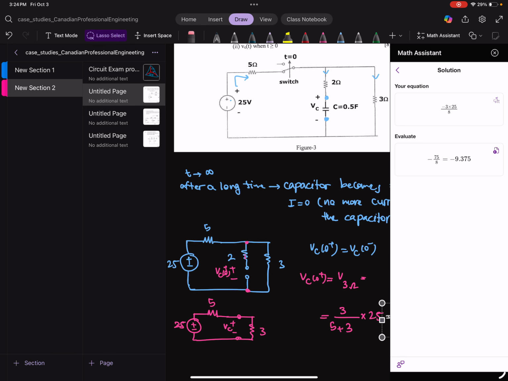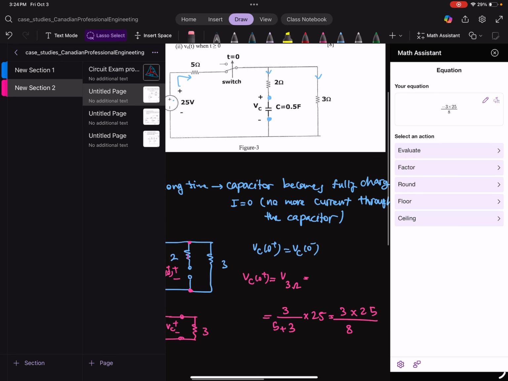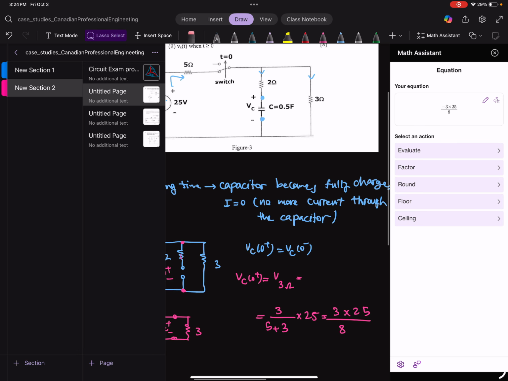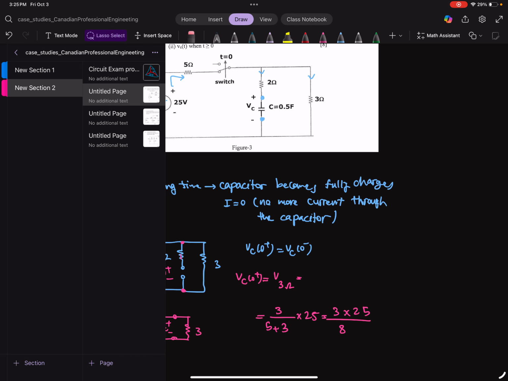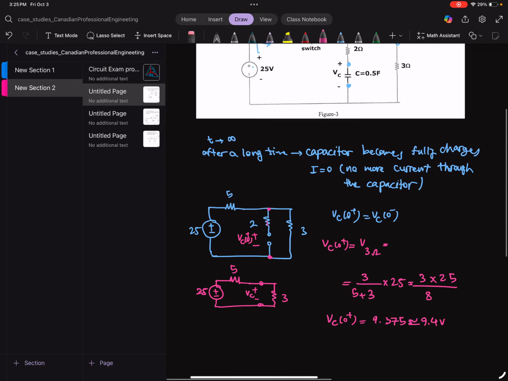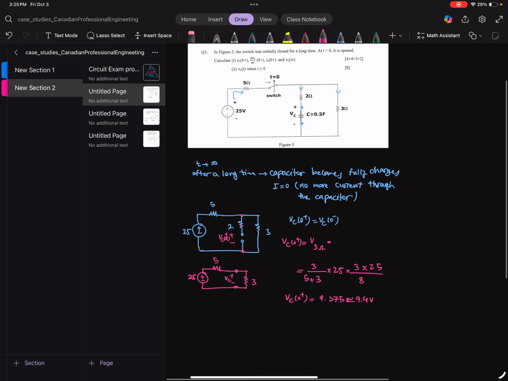Okay, whatever, yeah. It's 9.375. So our VC 0 plus is going to be 9.375, or 9.4 volt. Okay? Now, then when we have this one, right?